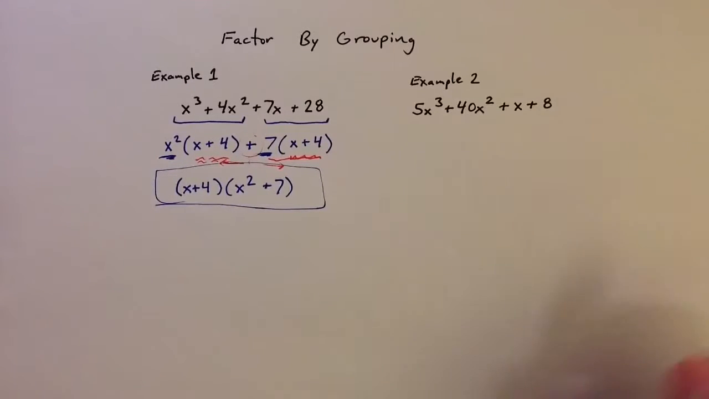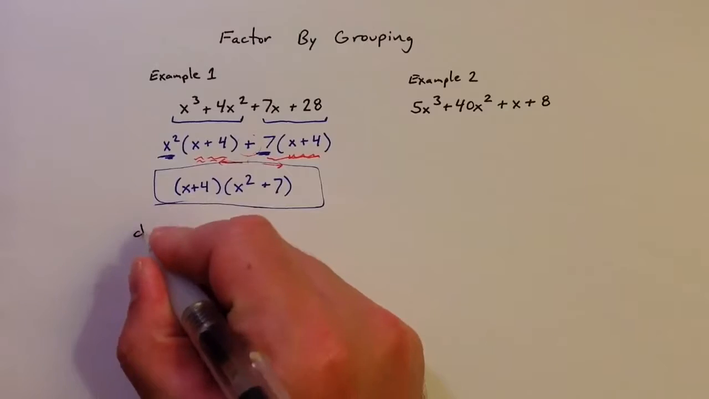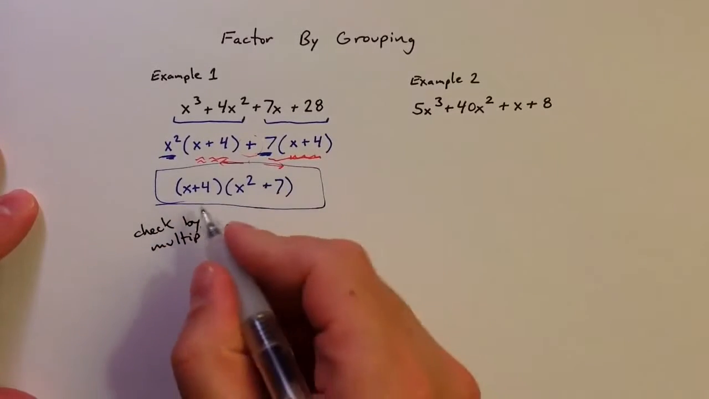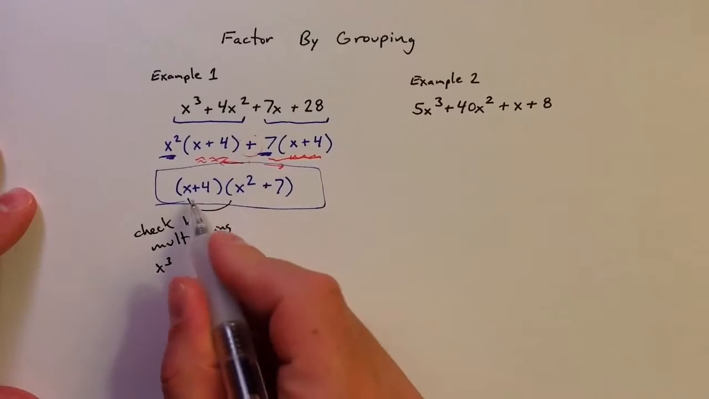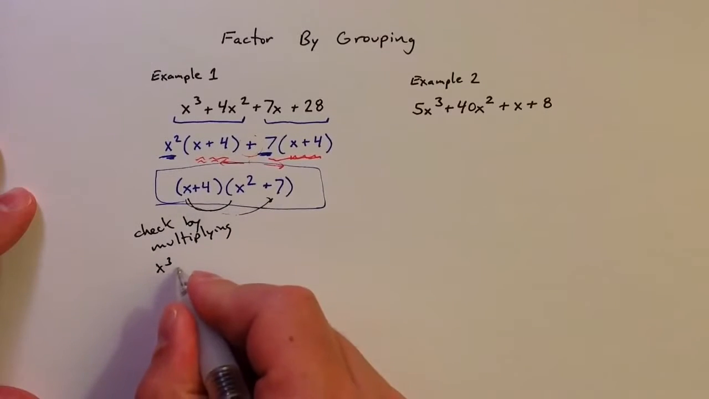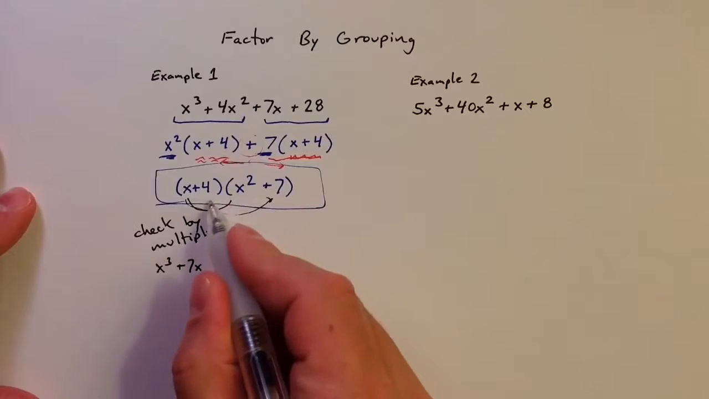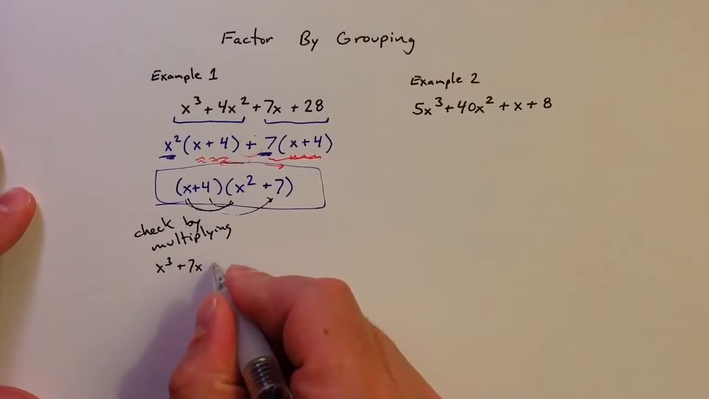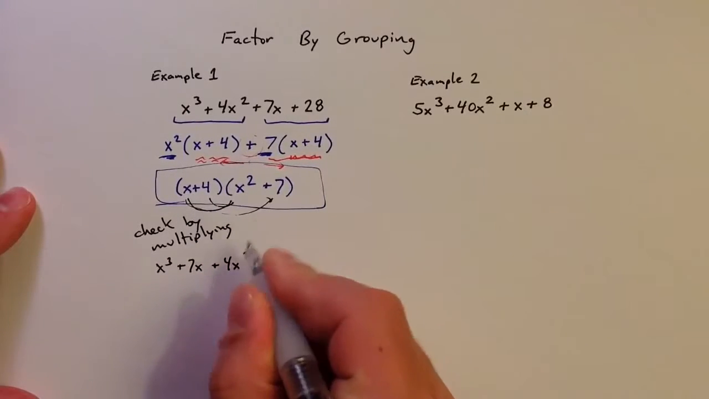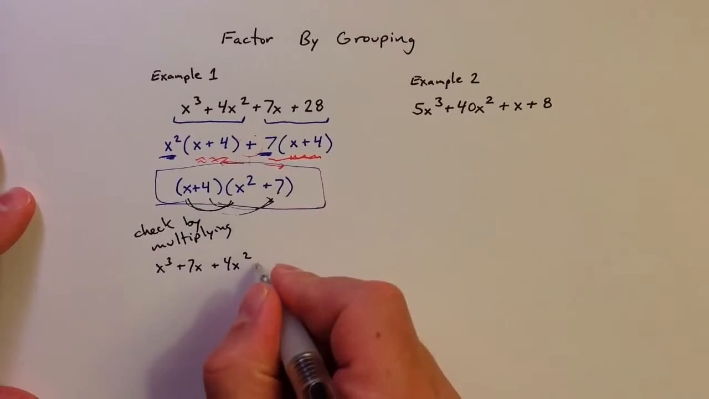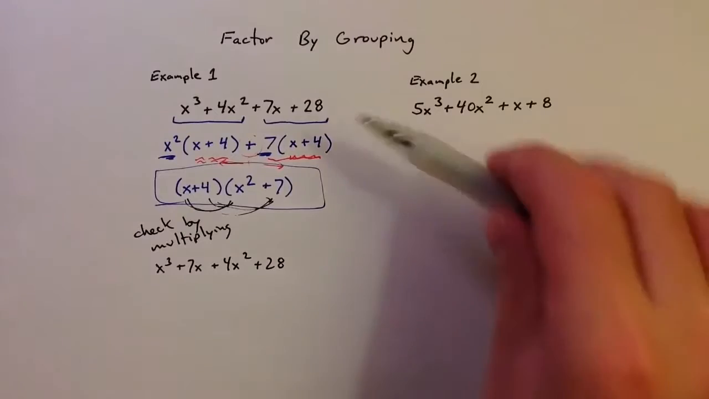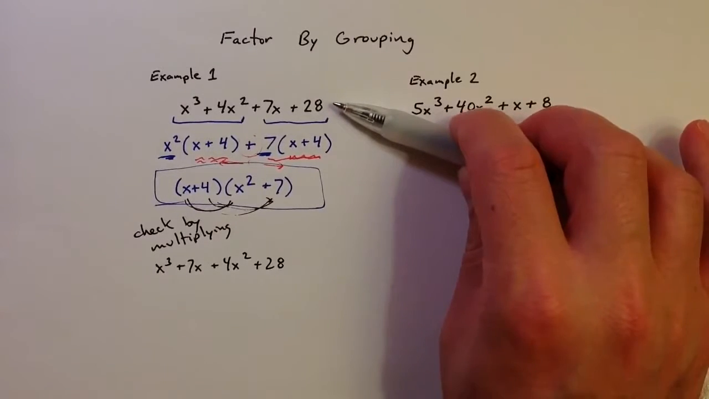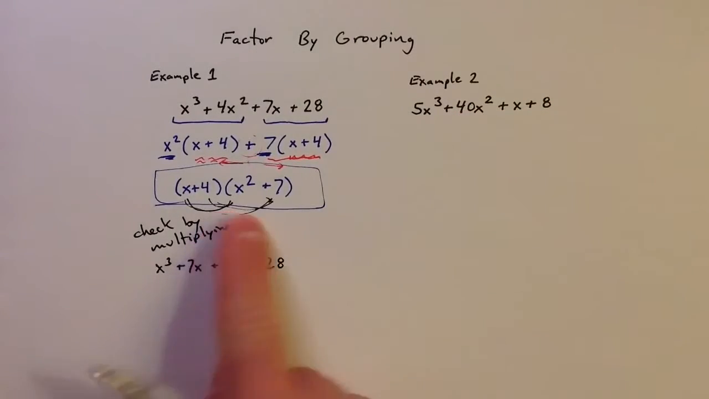We can always check our work by multiplying out. If we do that, we can double check. X times x squared is x cubed. X times 7 is 7x. 4 times x squared is 4x squared, and 4 times 7 is 28. The order is slightly different, but we get the same 4 terms. And so we can see that the factored expression is the same as the original expression.